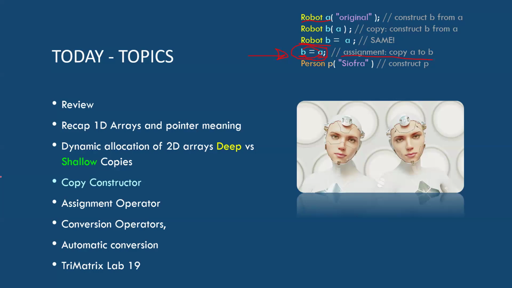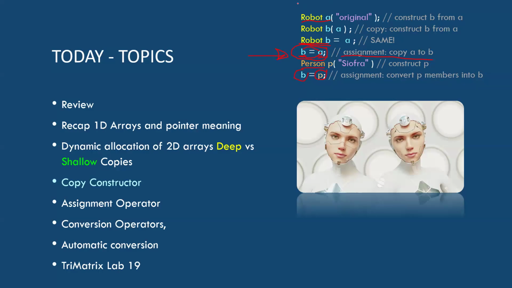So here again, this is me constructing a different robot or a person, right? And saying person B equals person P. Well, this is a person, right? This is a robot. So how do we convert from one type into another automatically?